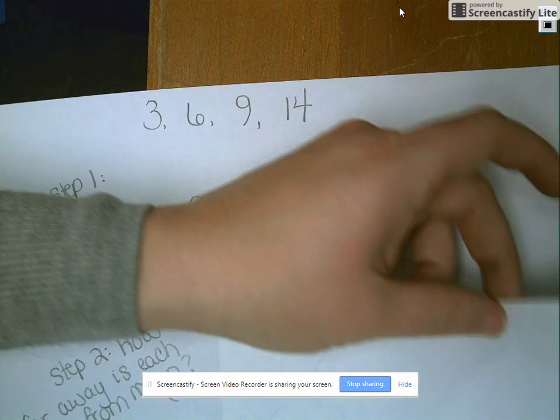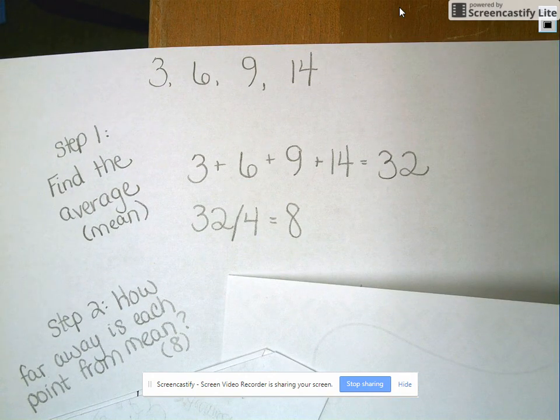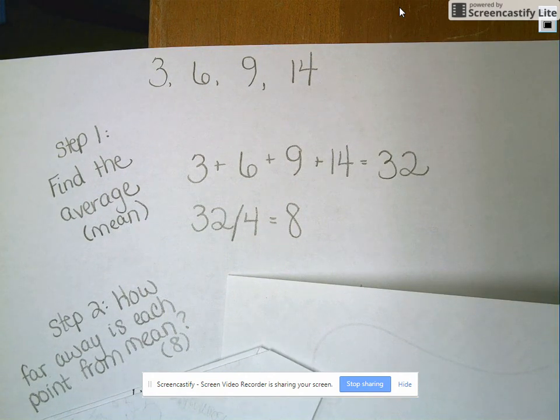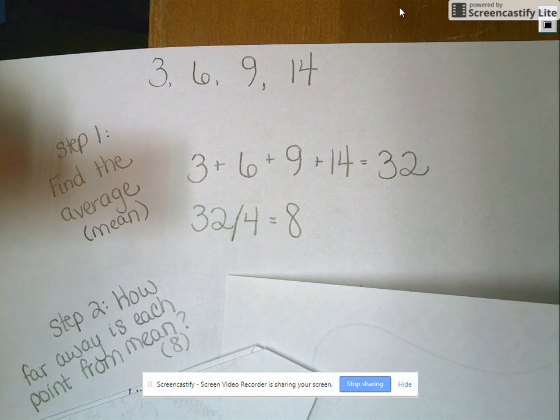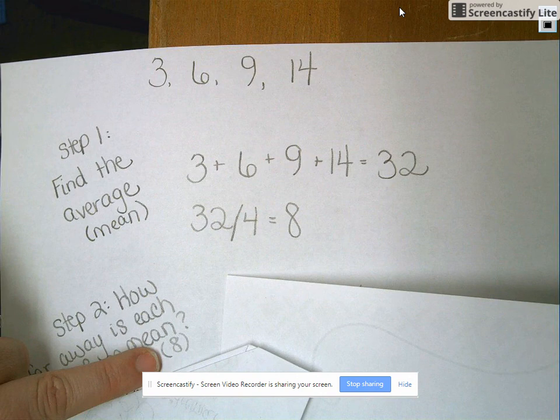How far is each number away from the mean? So right now, pause the video and write down how far away all of these numbers are from our mean, which is 8.